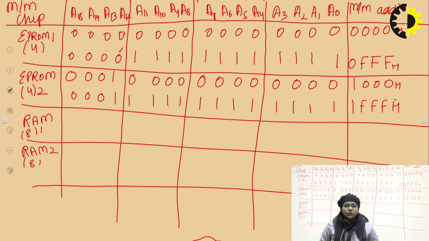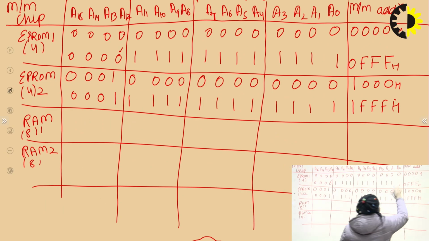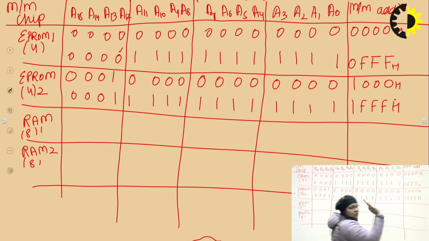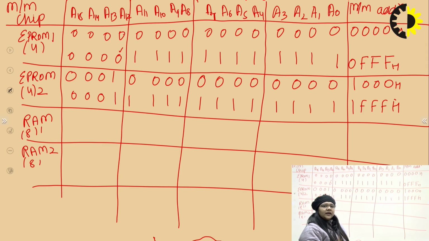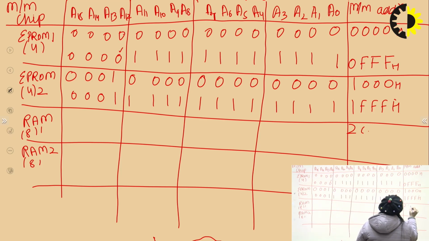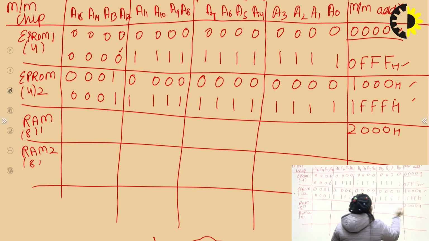Next is for RAM. Now for RAM we know that 13 address lines are required. It will be from A0 to A12. These address lines are covered in ROM. This memory address is also covered in ROM. What should I do? I will again increment. I can take from 2000 or it is my wish. I can take 4000, 6000, 8000. It is totally my wish. But I am just putting it in a sequence. So I can take 2000H. Why? Because these addresses are already used by ROM.